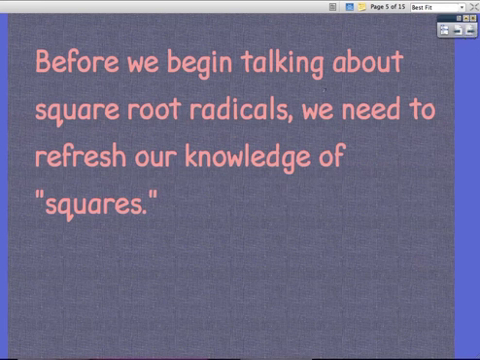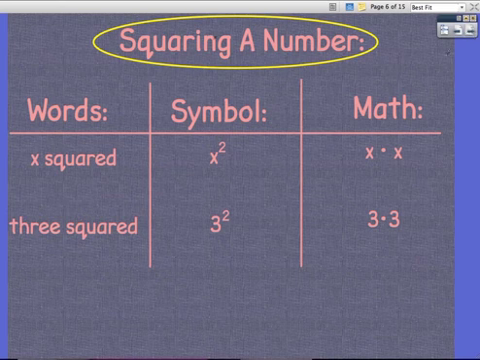Before we begin talking about square root radicals, we need to refresh our knowledge of a square. What is a square? What does it mean to square a number? Written out, we can say x squared, which really means that we're taking this x here and we're raising it to an exponent or power of 2. This exponent tells me how many x's I'm going to multiply together. So here x to the second power means I'm going to multiply 2 x's, x times x.